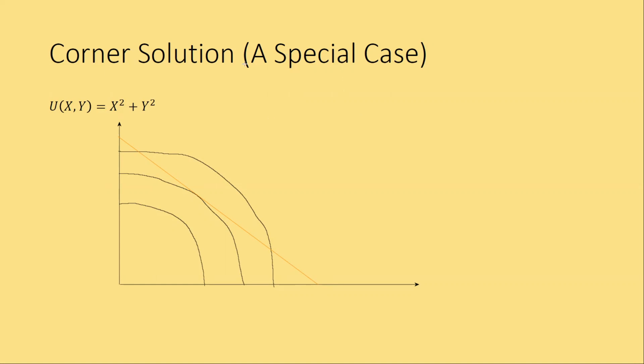So if you see this question, but you didn't draw this graph, and you apply the tangency condition that we introduced for the Cobb-Douglas utility function, what you might say is that, all right, the marginal utility of good X is 2 times X. The marginal utility of good Y is 2 times Y. This can help me find the marginal rate of substitution, which is going to be negative X divided by Y.